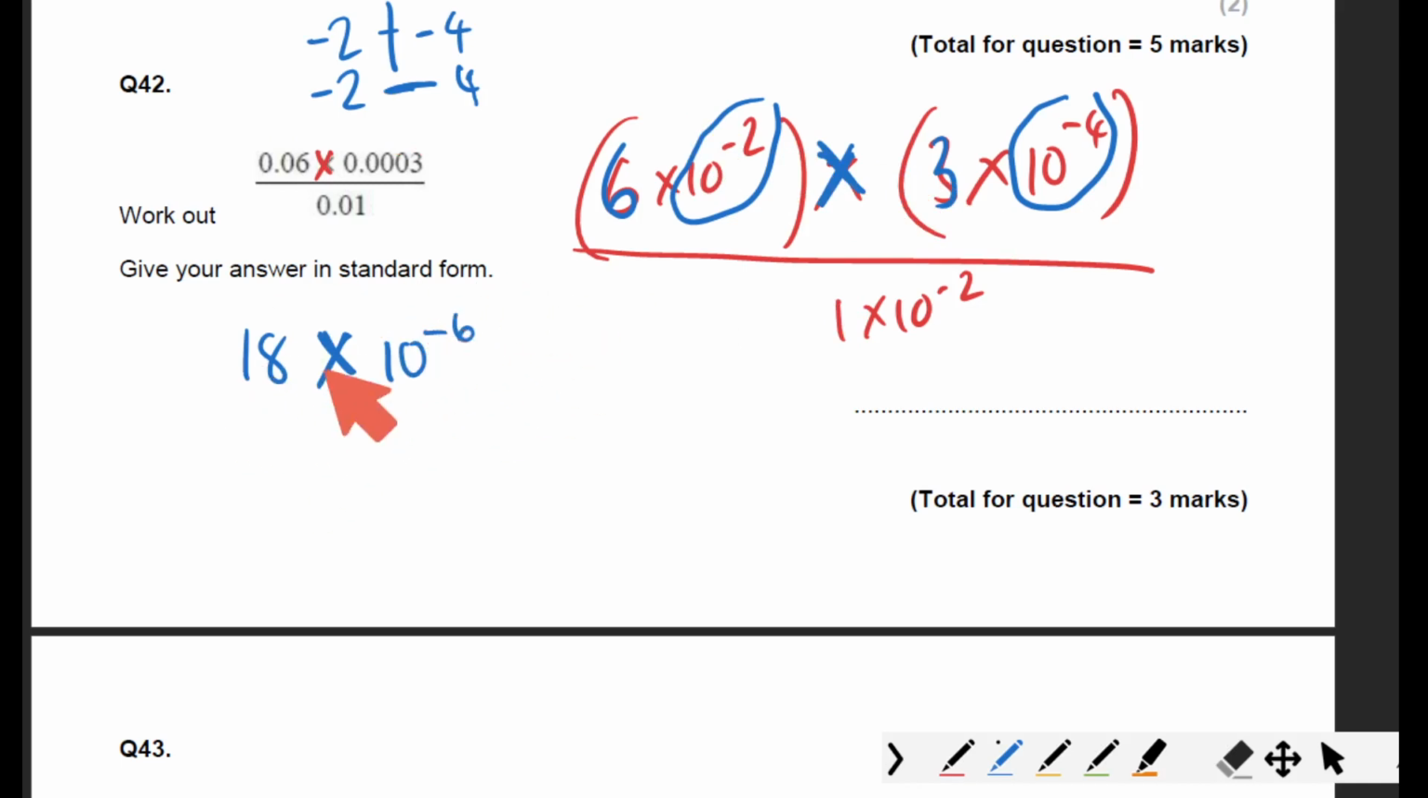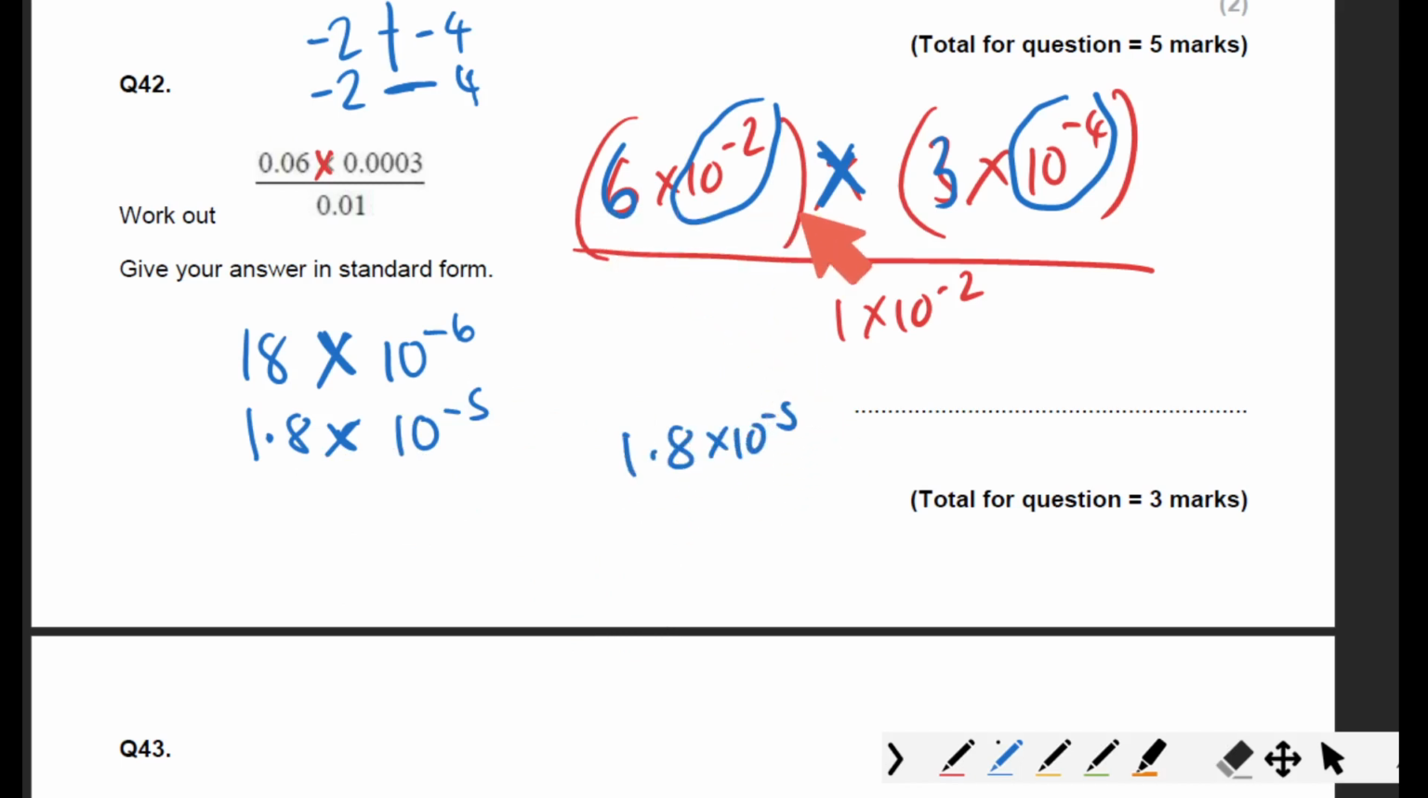Right, this is not standard form because the first number has to be between 1 and 10. Force it to become between 1 and 10 by dividing by 10. I made it smaller, so to compensate, I need to make this power bigger. There, I made it bigger now. -5 is bigger than -6 on the number line. So you've got this on the numerator.